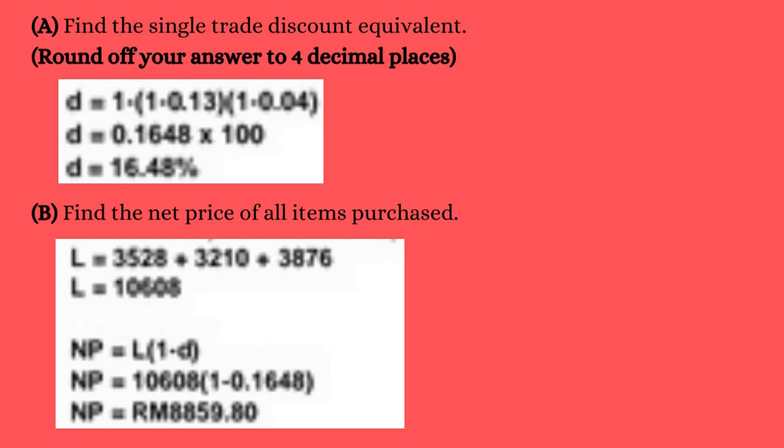Items purchased. L equal to 3528 plus 3210 plus 3876. So the total of L equal to 10608.